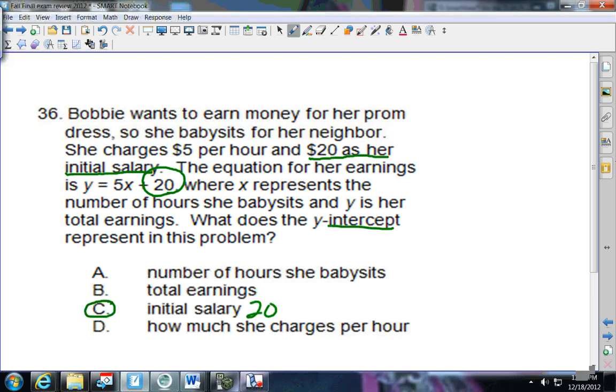Now, the total earnings, that would be y. Y is the total earnings. Number of hours she babysits. It says that x is the number of hours she babysits. So right here, this is the x. How much she charges per hour? That's my 5. That's my slope.